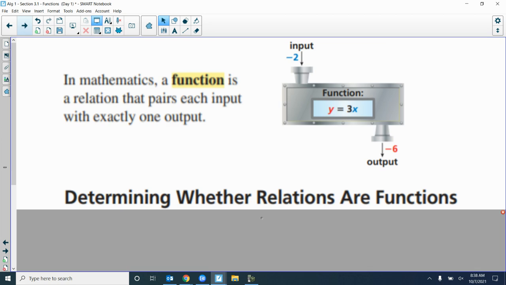In math, a function is a relation that pairs each input with exactly one output. So typically, your input's a number. We put it through the function, we get an output. So I put in -2, 3 times -2 is -6. If I put in 5, I get out 15. So one input determines an output. Right there on the right, see where it says determine whether relations or functions? Either star that or highlight it. This is real important here.